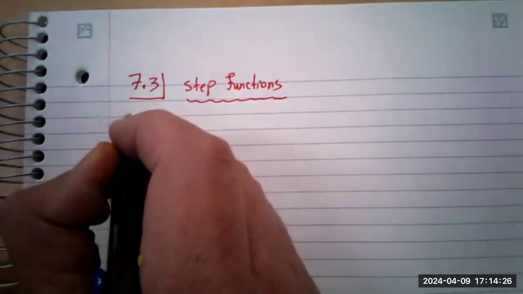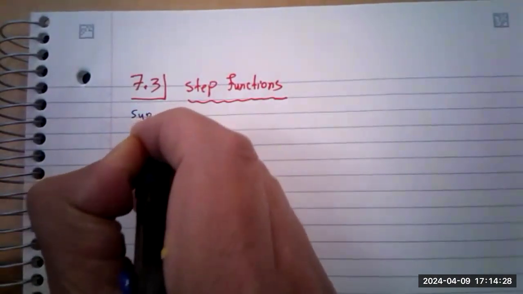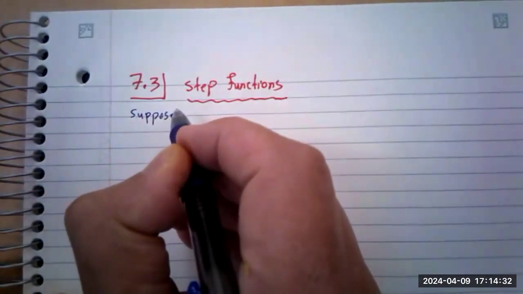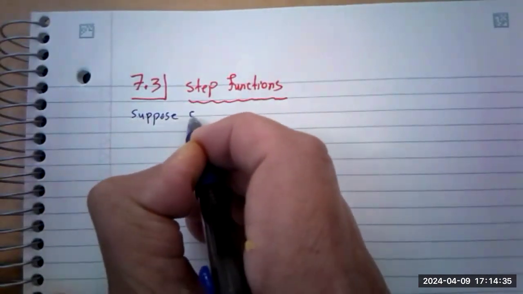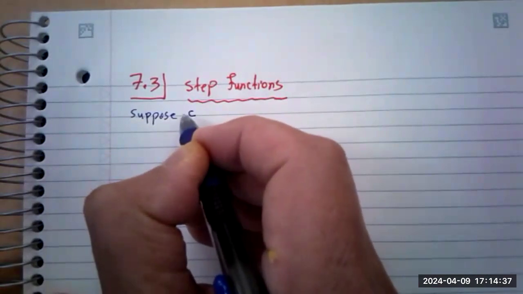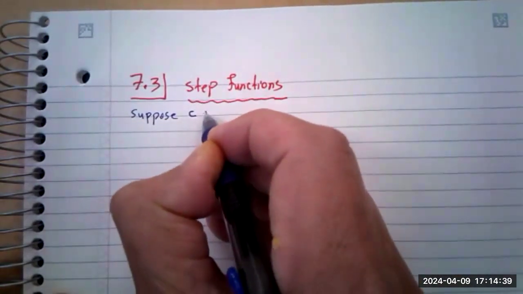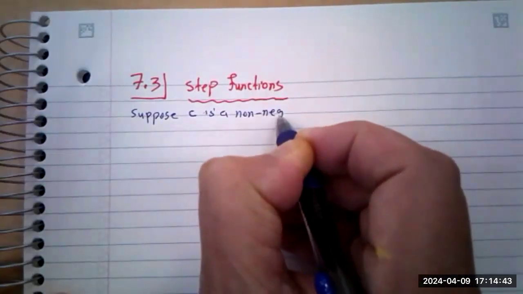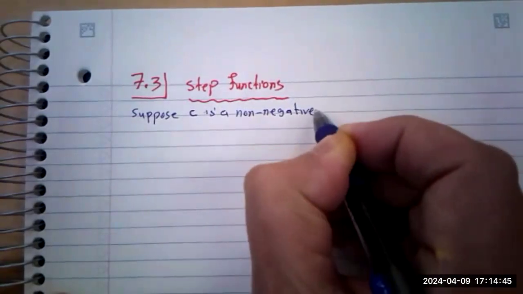We are going to use a number as a base, we call it C. This notation is standard, so you have to use this one. Suppose C is a non-negative number. It's not zero, it's not negative. C is a non-negative number.